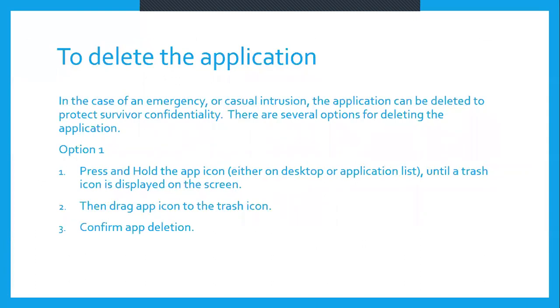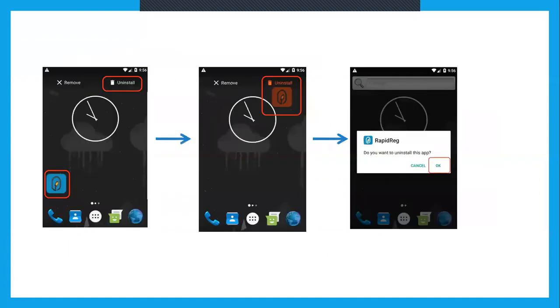For those cases and incidents that are not synced, and in instances when the data is at threat of being stolen, you can delete the entire application. There are two options for deleting the application. The application can be deleted to protect survivor confidentiality. And one option to do that is to press and hold the app icon until a trash icon is displayed on the screen. Then drag the app to the trash icon and confirm app deletion.